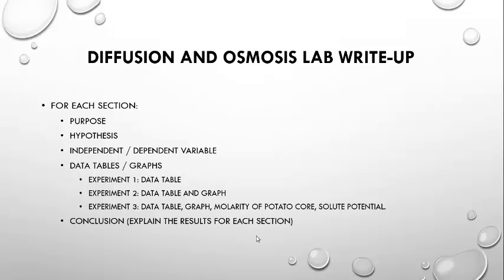Here you see what we need to hand in for the diffusion osmosis lab. For each section, you need to write down the purpose, you need to write down the hypothesis, you need to identify the independent and dependent variables. Each experiment needs a different data table and or graph. For experiment 1, you just need your data table. For experiment 2, you need the data table and graph. For experiment 3, you need the data table, the graph, the molarity of the potato core, and the solute potential.